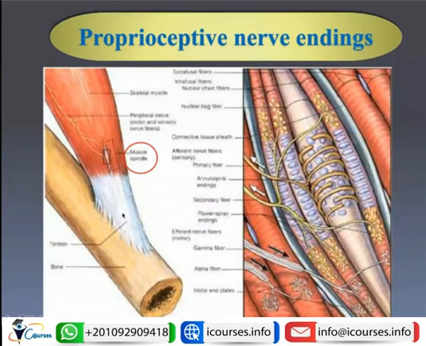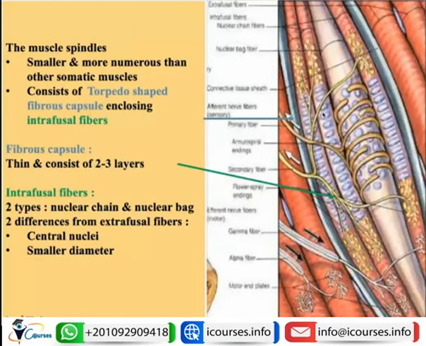So this is the bone, and this is the tendon, and this is the muscle. If we enlarge the junction between the nerve and the muscle fiber, then we will reach this configuration of what's called muscle spindle. The muscle spindles in the extraocular muscles are smaller, corresponding to the small size of the muscle fibers in relation to other somatic muscles in the body. And what is characteristic about it is that it is enclosed within a torpedo-shaped fibrous capsule.